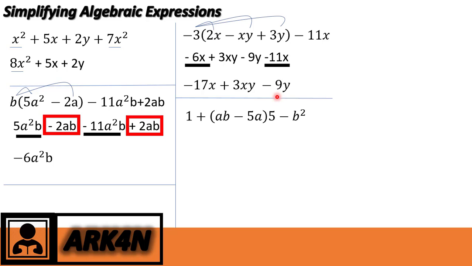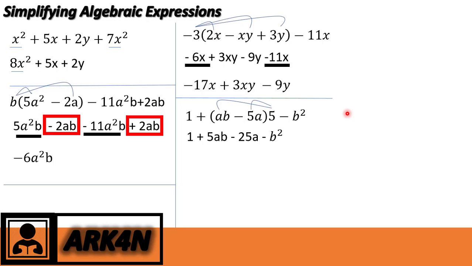So 1 plus, 5 multiplied by the bracket ab minus 5a, minus b squared. So we can again distribute this 5 over negative 5a and ab. So let's just do it. Let's just distribute 5 to 5a and then to ab. We get 1 plus 5ab minus 25a minus b squared.